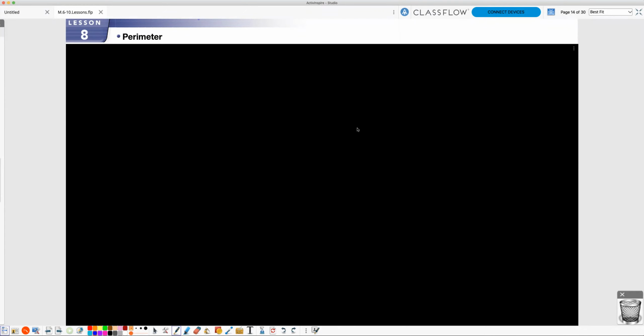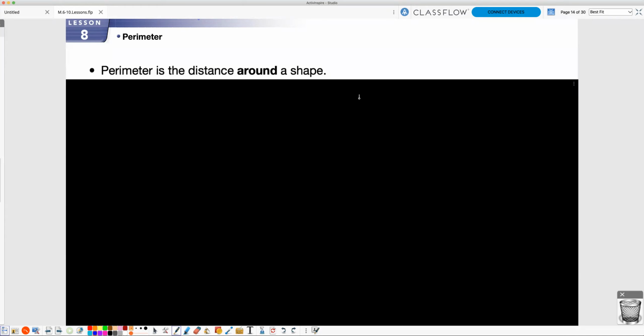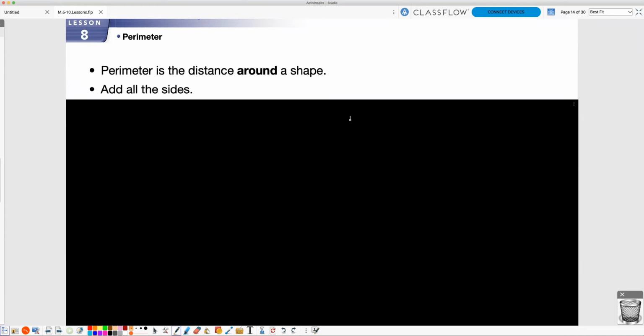Hello and welcome back. This is Saxon Math, Course 1, Lesson 8 on perimeter. Perimeter is the distance around a shape. All you have to do is add up all the sides of the shape to find the perimeter.